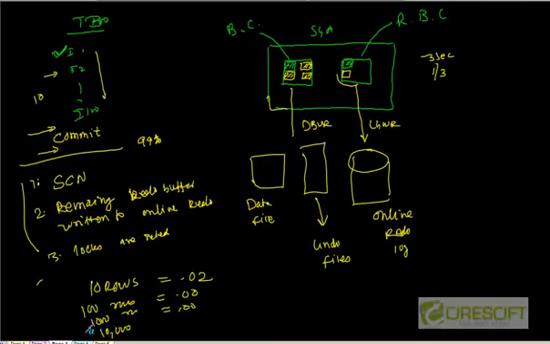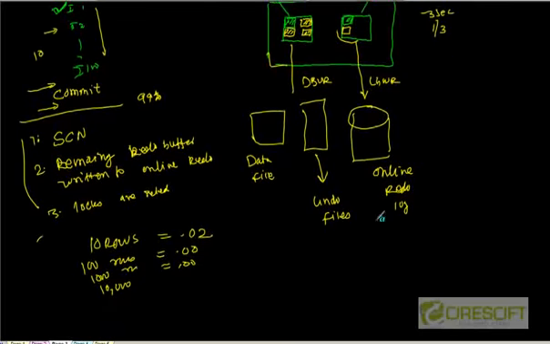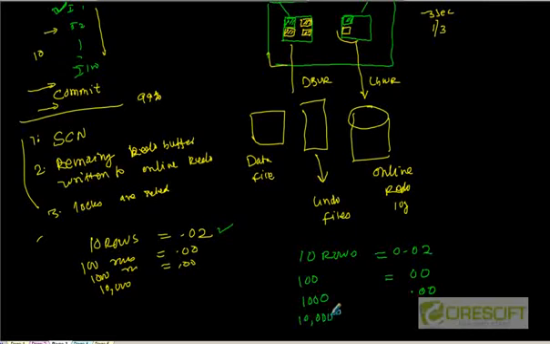So let me write it in a clean place. For 10 rows it took 0.02 second. I'll tell you why it is an abnormality in the data. And for 100 rows it took 0.00. For 1000 rows it took 0.00. For even 10,000 rows it took 0.00. This is abnormal data because I was trying to do this just for this purpose, so remove this data.